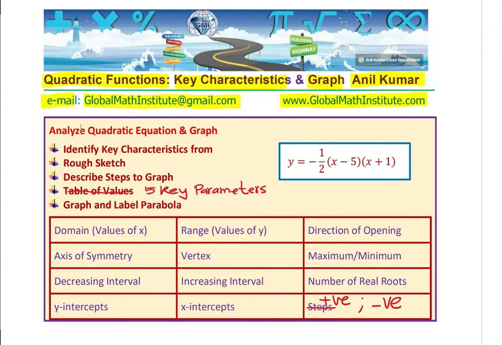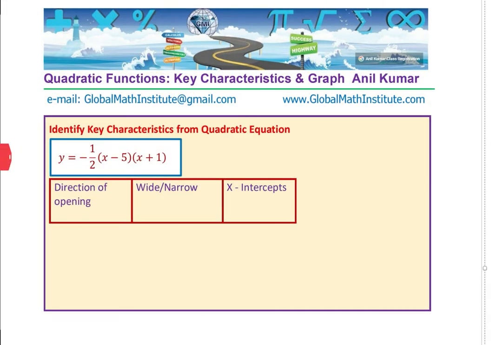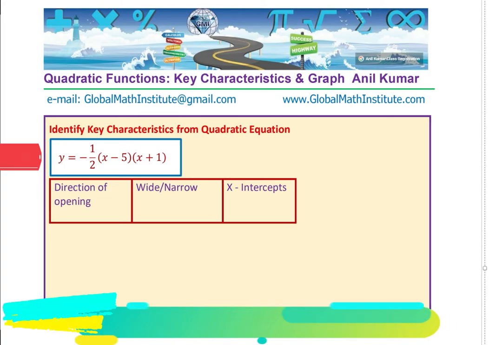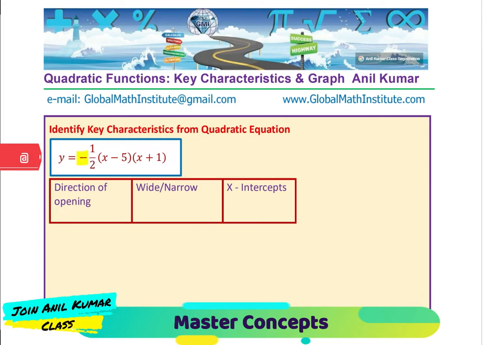So now, let's begin with the most important parameter, which gives the name of this particular function. We are given y equals minus half times (x minus 5) times (x plus 1). If you see from left to right, there are a few things which you observe. Minus. What does this minus indicate? Well, it indicates the direction of opening, and minus means that the graph will open down. You get the idea.